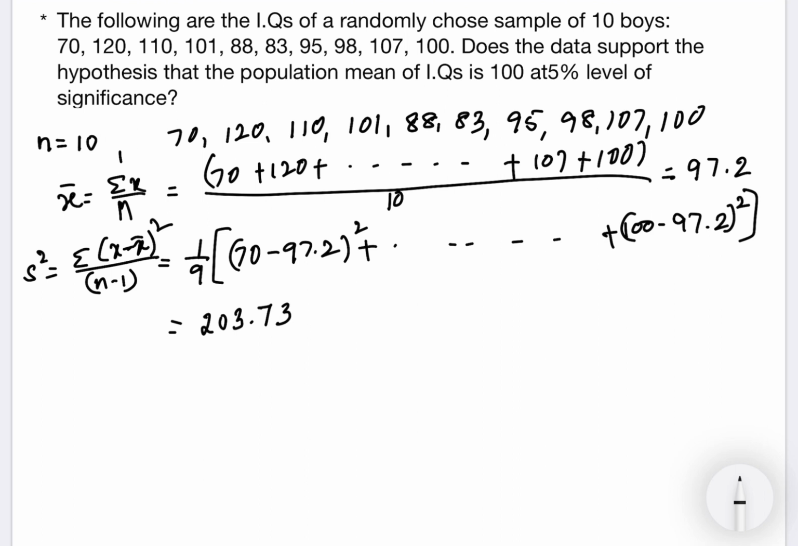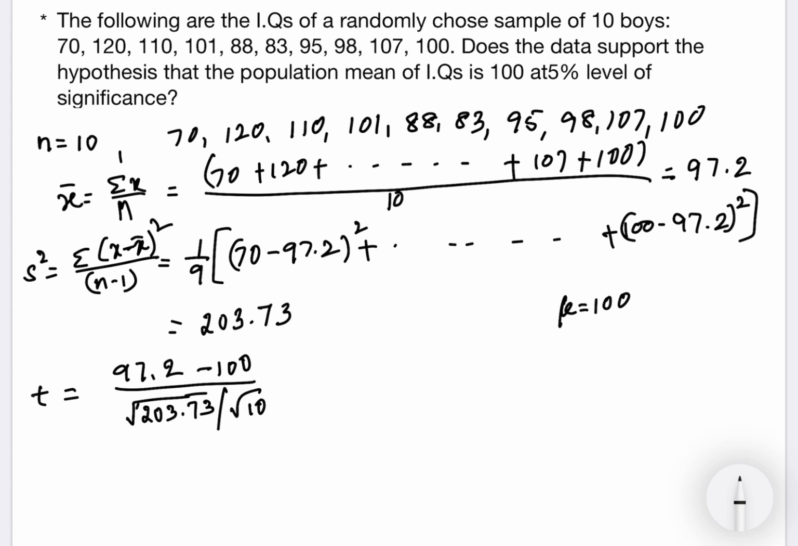and it is found to be equal to 203.73. And t is equal to x bar, which is 97.2, minus mu, and here they are asking whether the data supports the population mean to be equal to 100, that is mu is given to be equal to 100, over s over root n. s square is 203.73, so s will be square root of 203.73, over root 10, and it is found to be equal to minus 0.62.